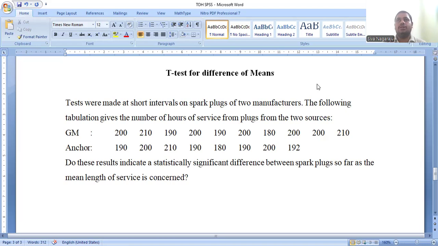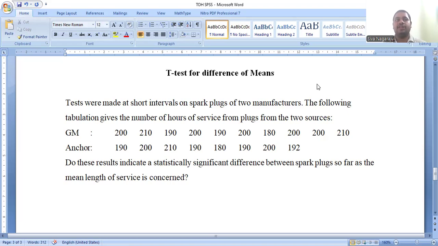See, in the previous video you have seen the test for a single mean, which means you were studying a single variable. But now we are going to study and compare more than one variable, and more than two variables can also be compared simultaneously. Now I am taking an example here.